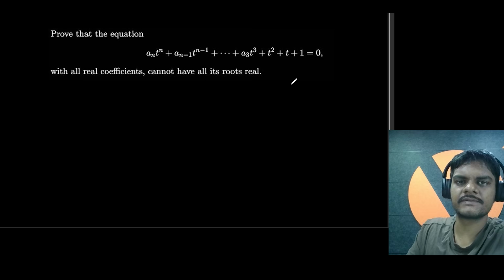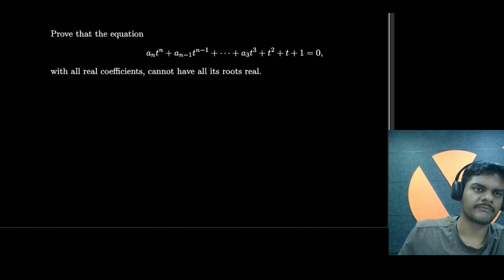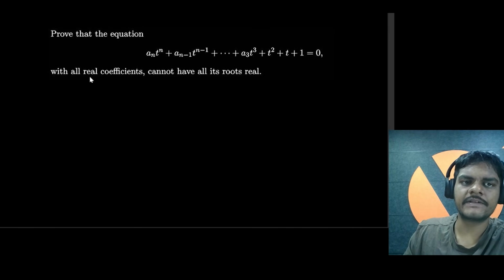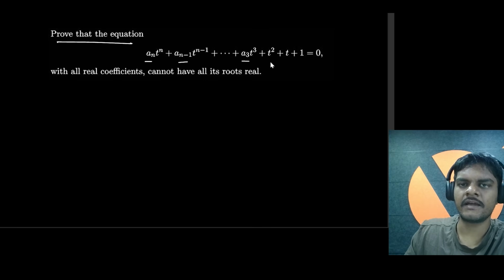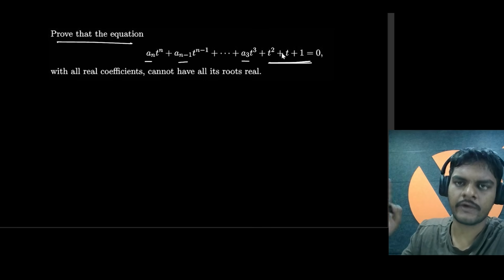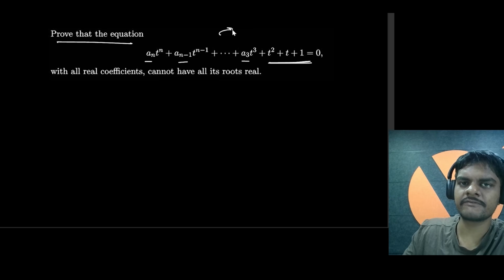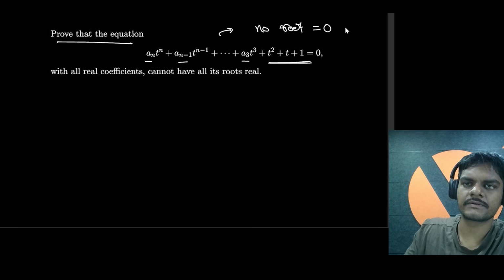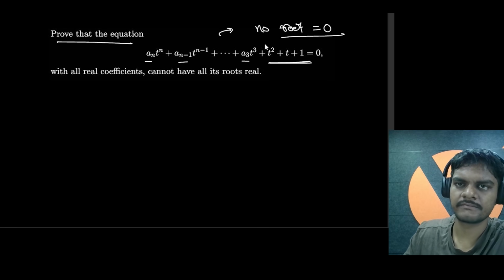Now let's do subjective question 2. Beautiful. Prove that this equation with an minus 1, a, and you see that the last three coefficients are 1. So first of all, the first information I can get from this is no root is equal to 0. Okay, roots are not 0. Basically, roots are non-zero.